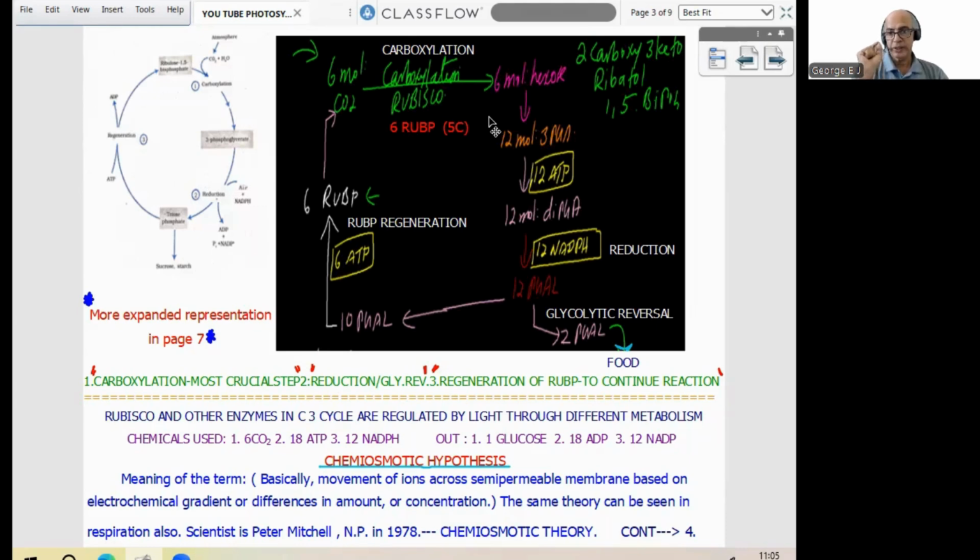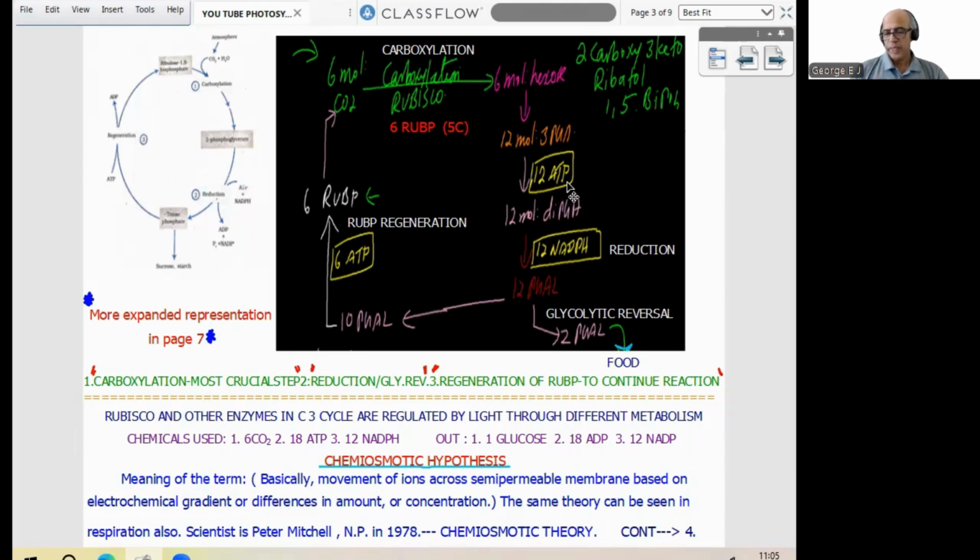It is highly unstable. Name of the compound is 2-carboxy-3-keto-ribitol 1,5-bisphosphate. And soon it will be converted into 12 molecules of a 3-carbon compound, phosphoglyceric acid. That is why the first stable product in the C3 cycle is the 3-carbon PGA. That is why the cycle is called the C3 cycle.